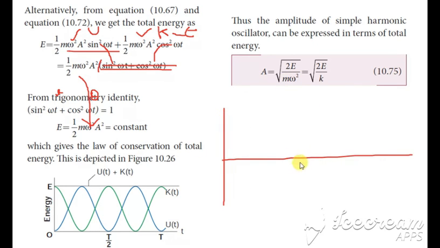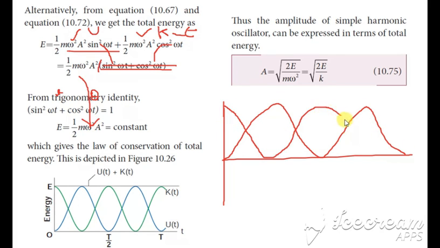And if we draw the graph for the total energy, as we know, the potential energy is starting from 0 and it is increasing, is it not? And the kinetic energy is starting from maximum and it is decreasing. So this gives a value of the total energy because it is a combination of kinetic as well as potential energy. Yes, clear with this?